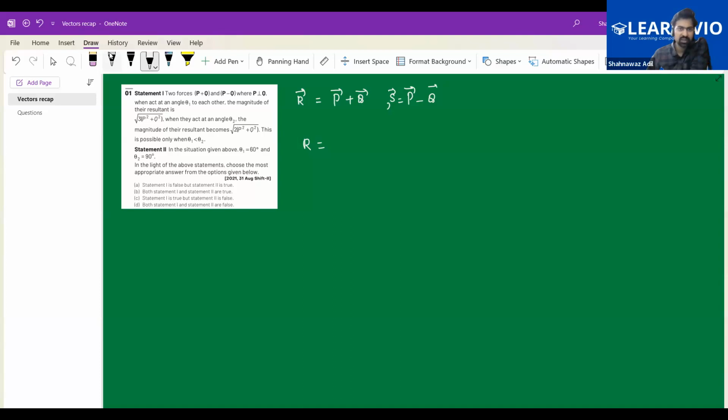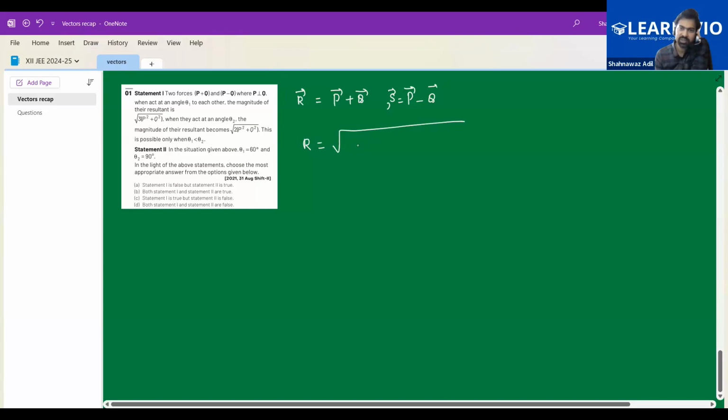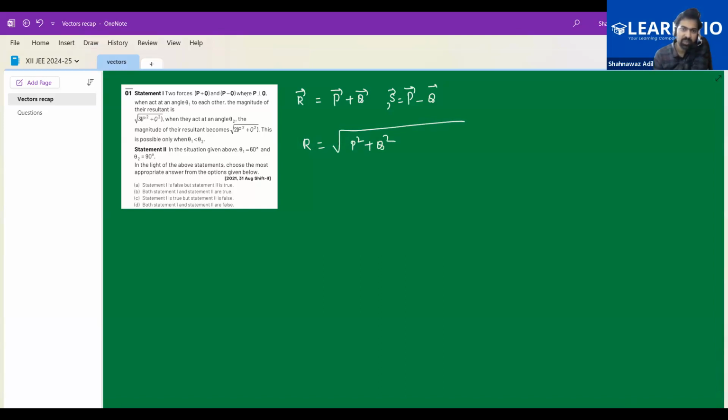What would be this magnitude? This would be simply P square plus Q square, and the angle between P and Q is how much? That is 90 degrees. So this would be simply P square plus Q square, right? What would be the magnitude of S? That would also be P square plus Q square.